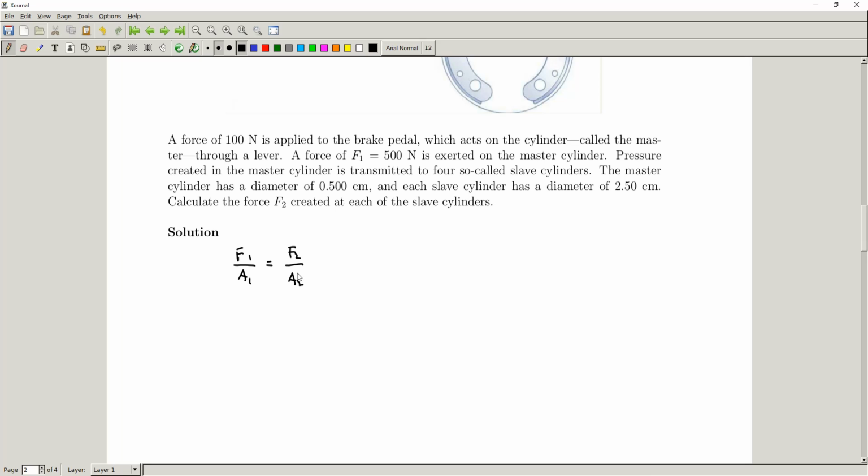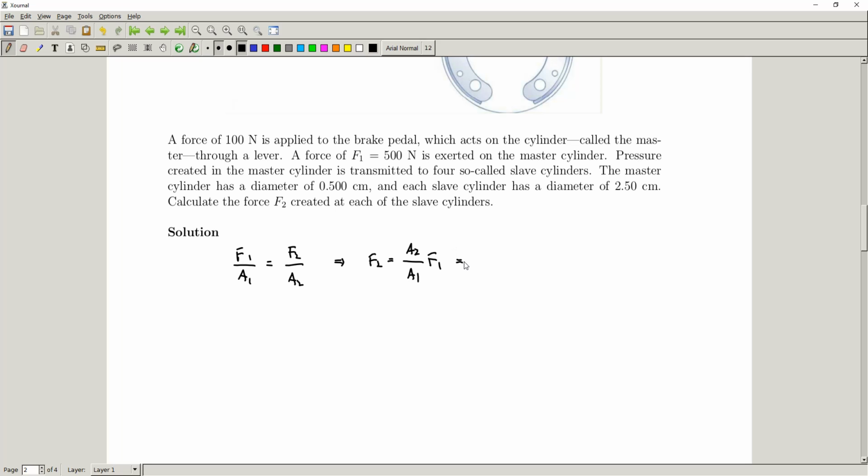and so let's rearrange this slightly. We want to find F2, so we're going to have F2 is equal to A2 over, excuse me, A1 times F1. Right, so this is just me isolating. This is basically just me multiplying through by an A2, and I just rearrange a little bit on the left and right here. But we know what these areas are going to be, right?